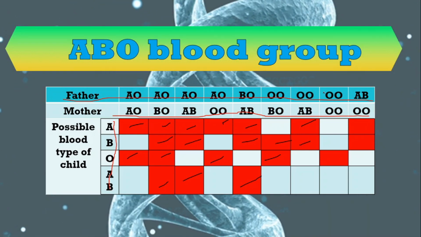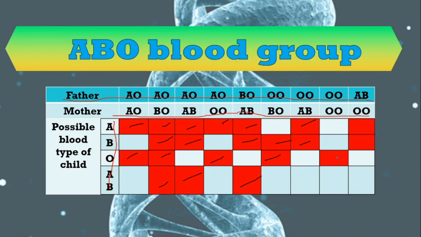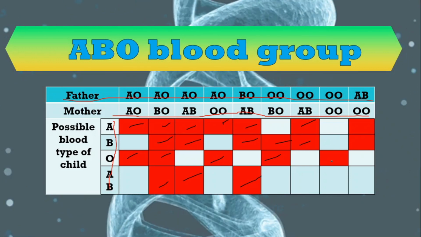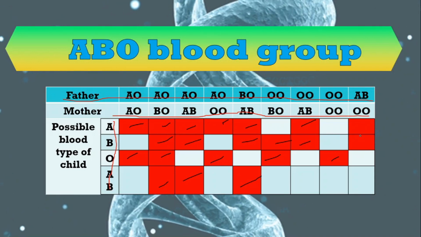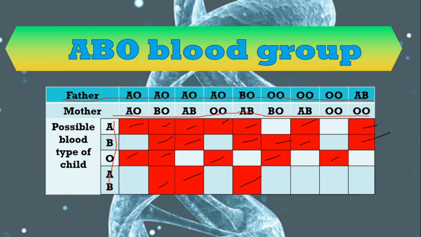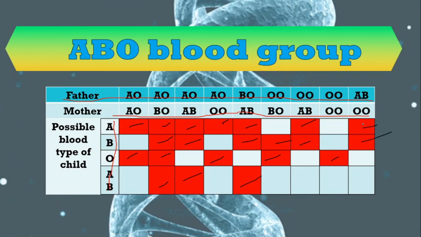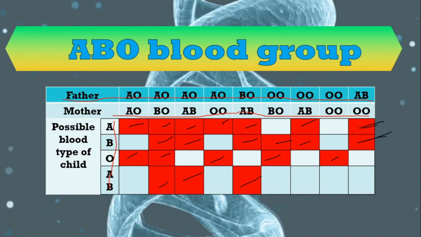If the father and the mother both have blood type OO, the possible blood type of children is O. While for AB and O, possible blood types would be A and B.